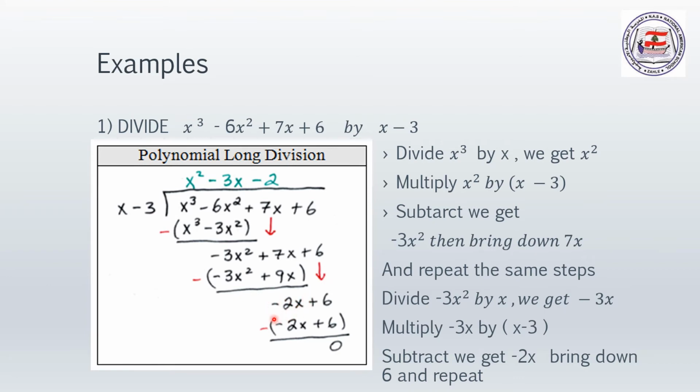By dividing minus 2x by x, we get minus 2. Then we need to multiply minus 2 by the divisor to get minus 2x plus 6. Subtracting the two expressions, we get a remainder of 0. And then we can write the polynomial in factorized form since the remainder is equal to 0.